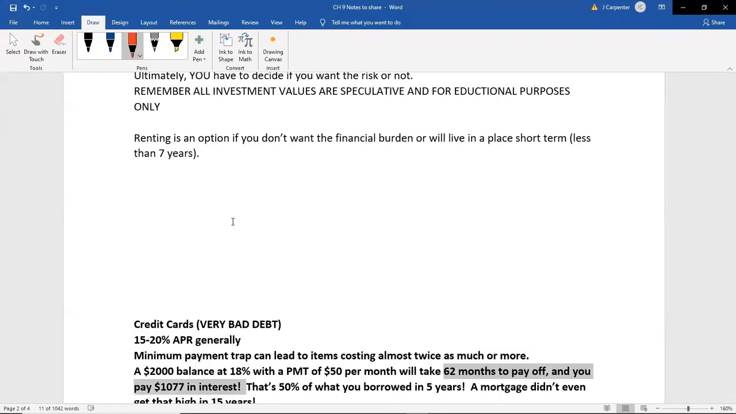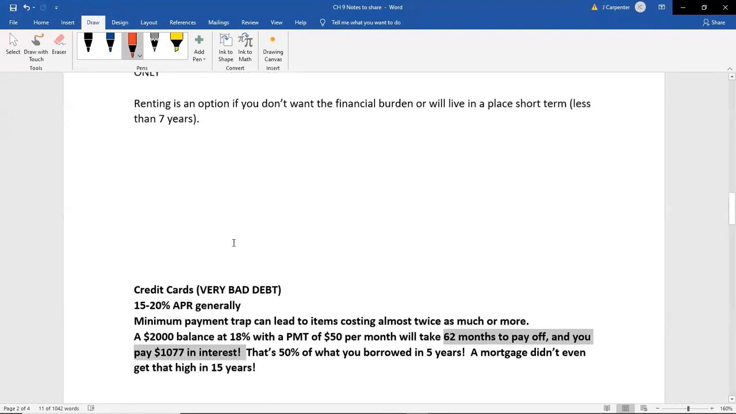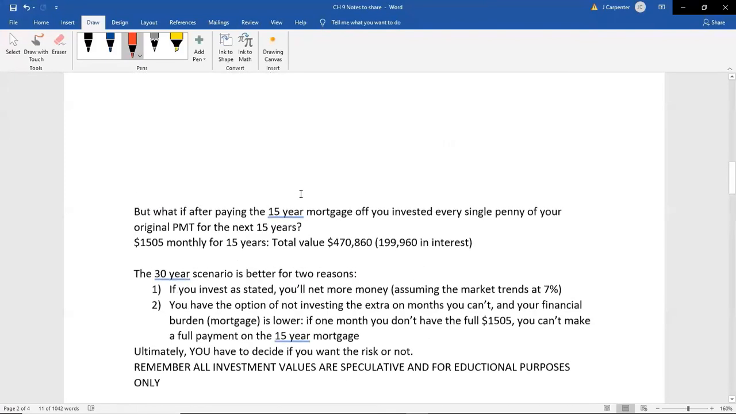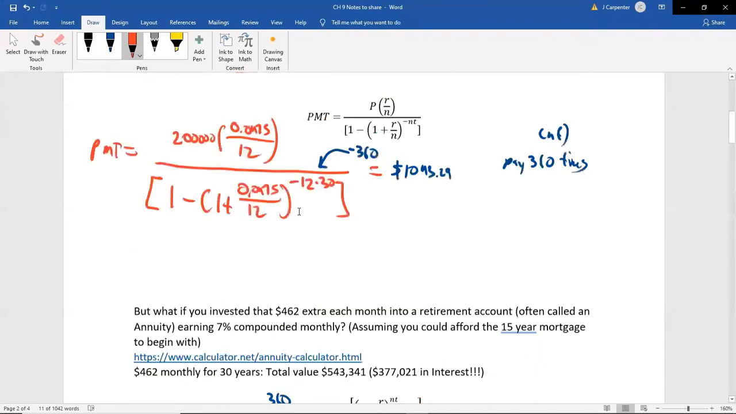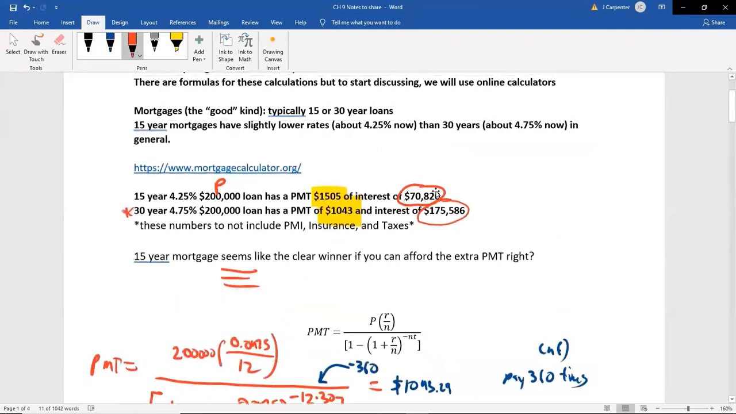Mortgages don't even get that high in 15 years. If you don't believe me, here's the 15-year mortgage problem again. You only paid $71,000 in interest, which is about 35% interest on the principal. So your home on a 15-year loan costs you 35%. Well, Mr. Beckner, you said don't take that. Take 30-year loan. Again, I didn't actually say don't take it, so don't put words in my mouth. I made suggestions of reasons to do certain things.